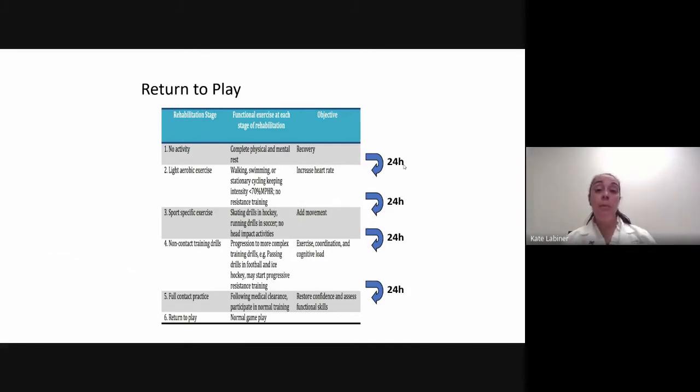If you're a soccer or football player or lacrosse player, then next, you're going to go to non-contact training drills. So that's going to be passing drills, also then more higher resistance training. And that's really aiming to start working on your coordination and your cognitive load. Because once you start getting in situations where you're in drills with other people, it's now also adding in reaction time and response to other things happening around you. Next would be full contact practice. That would include scrimmages and then a complete return to play after that.